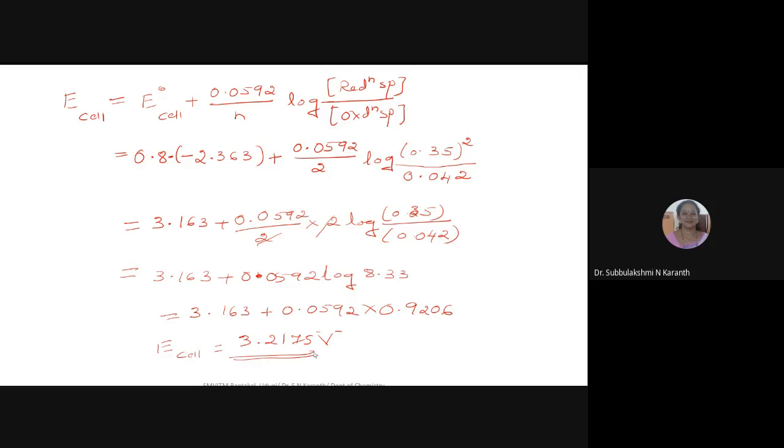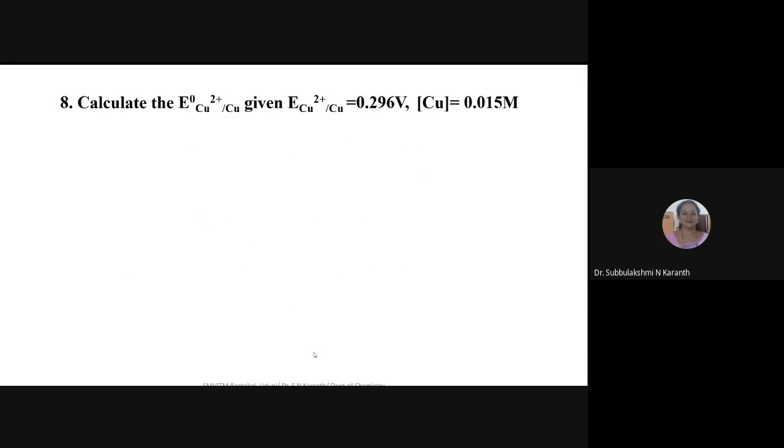Okay, now I'll take the next problem. Calculate the E naught of copper, that is E naught of the copper electrode Cu2+ bar Cu. What is given is E of Cu2+ bar Cu, 0.296 volt. Also, the cupric ion concentration is given, Cu2+ ion concentration, that is 0.015. What is the difference you observe?